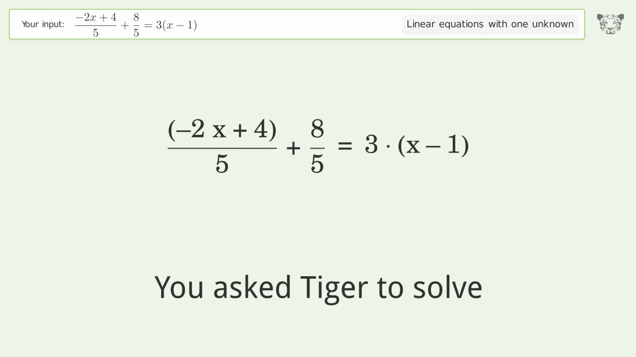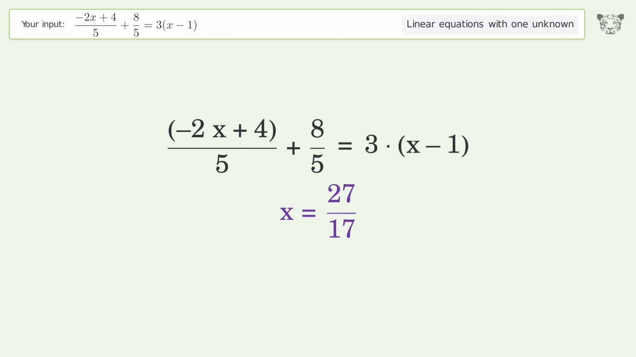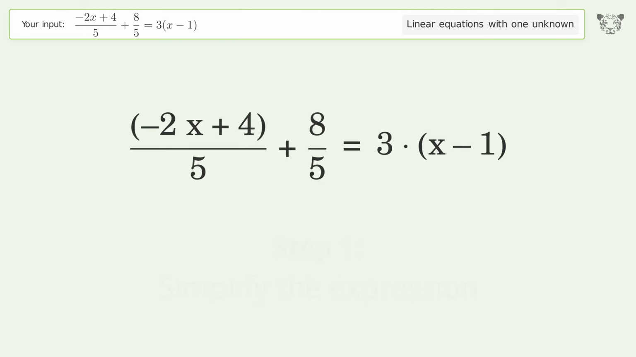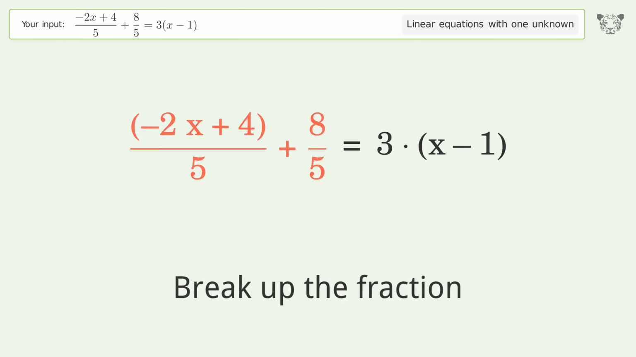You ask Tiger to solve. This deals with linear equations with one unknown. The final result is x equals 27/17. Let's solve it step by step. Simplify the expression. Break up the fraction.